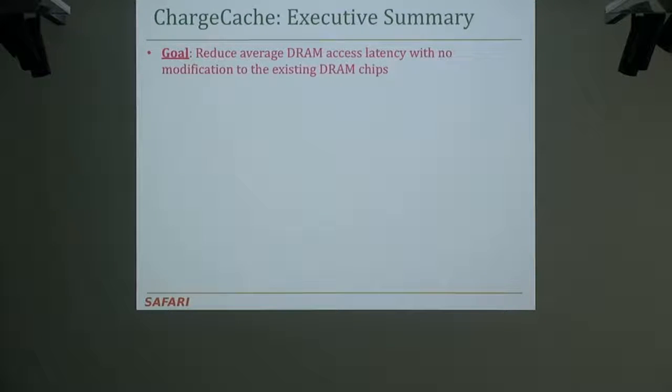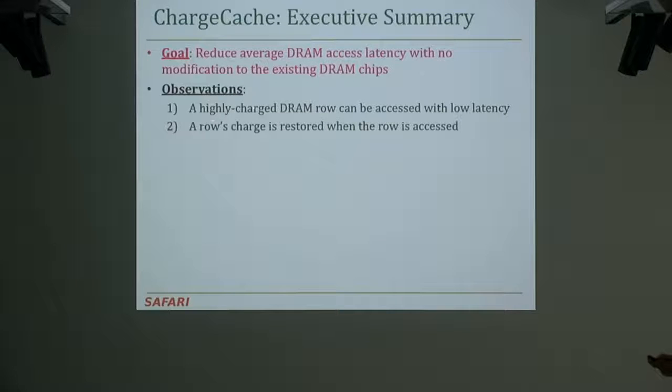Not everything, ALDRAM doesn't. But this, we wanted to do something different. Basically, we wanted to reduce the DRAM access latency with no modification to the existing DRAM chips. And there are multiple observations in this paper to this effect. One observation you already know, a highly charged DRAM row can be accessed with low latency. If you already charged it a lot, you can access it with low latency. That's very similar to ALDRAM.